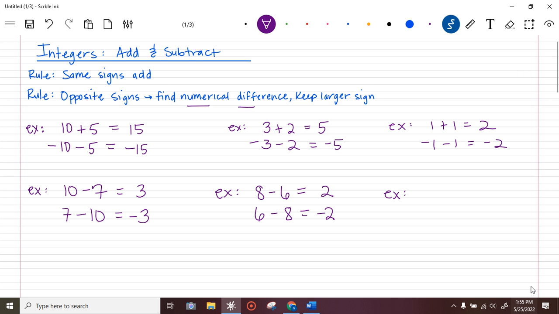Last example, let's say you have 18 minus 9. That's just 9. But if we reverse it and we do 9 minus 18, then we'll still have a numerical difference of 9, but now our result will be negative because the 18 is the bigger number. It's like when you think about money, most of us can understand money. If I have $9 and I spend 18, my bank account is going to say negative 9. And sometimes it does. 6 minus 8, if you have 6 and you spend 8, you are going below 0 into the negative.